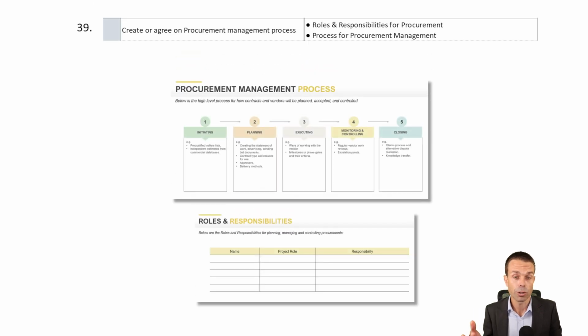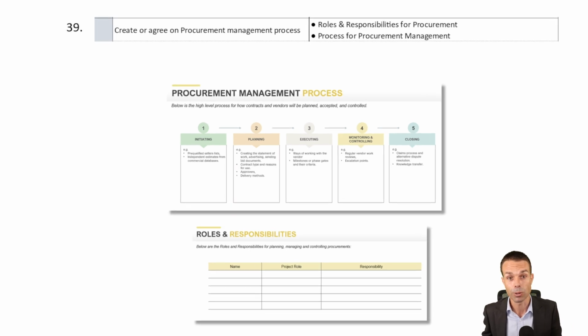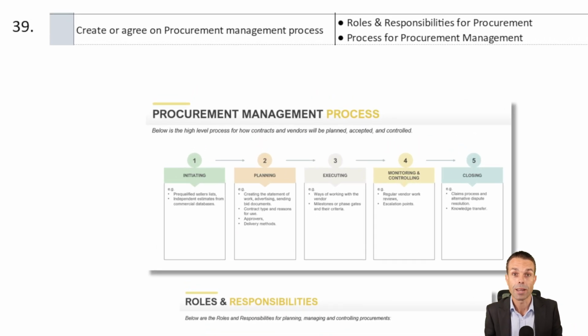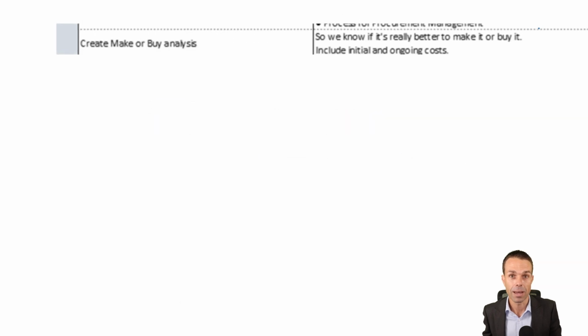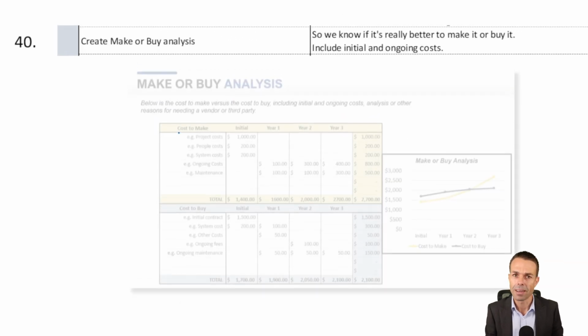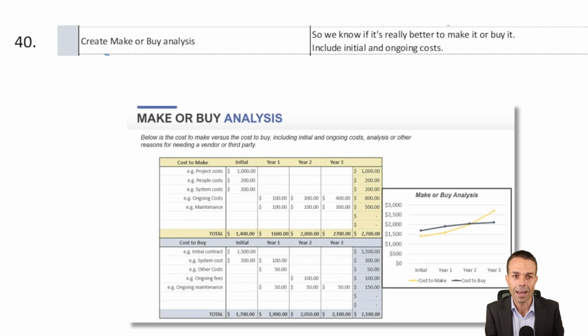It's quite a huge part of our project. So if you've got vendors, just know that it's going to be more complicated usually because we're going to have to go through all these steps. So creating our procurement process, as always, just the process and the roles and responsibilities for managing the vendor and managing procurement. Now then, we really want to do a make or buy analysis.